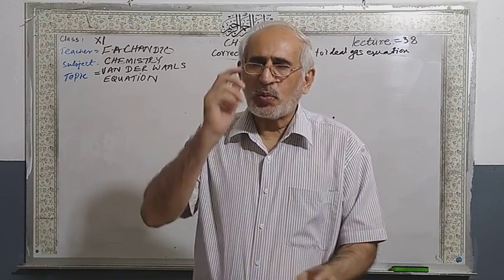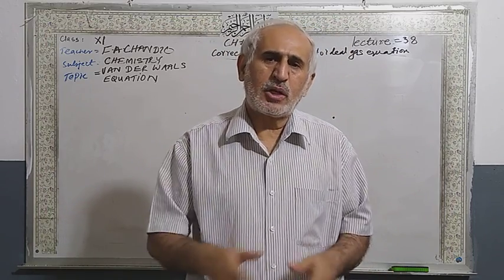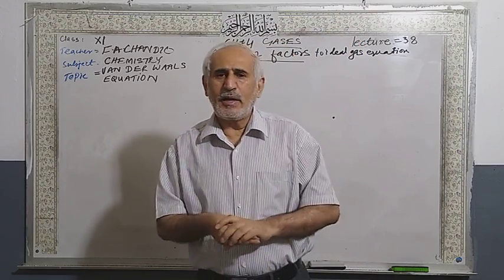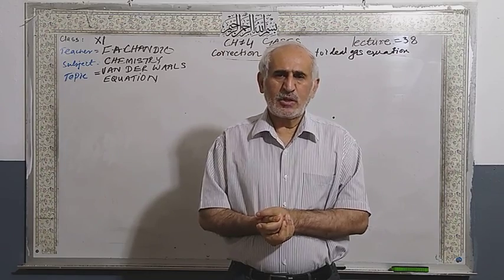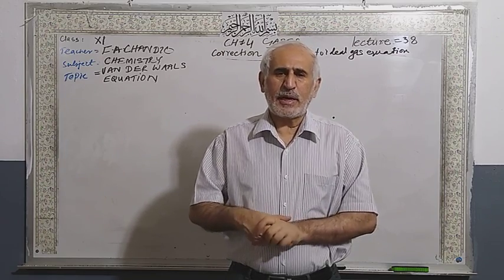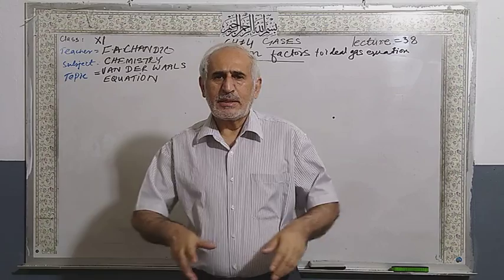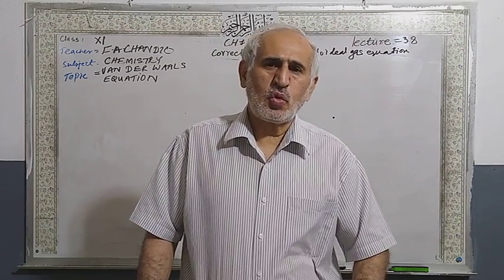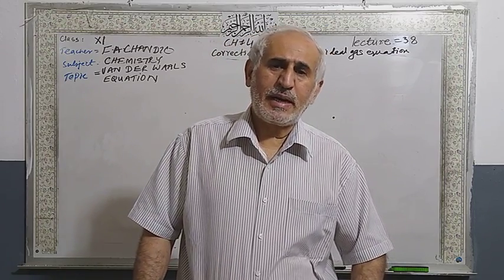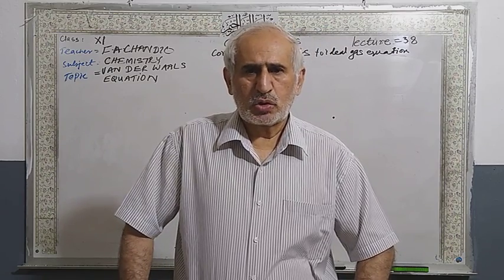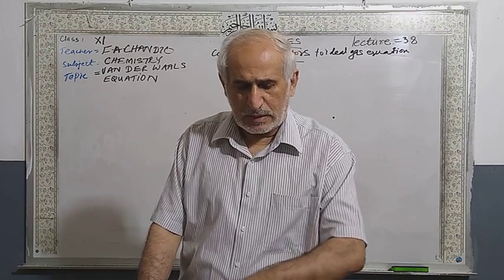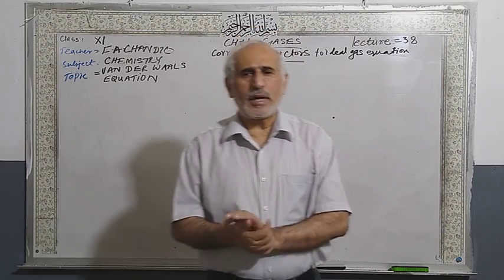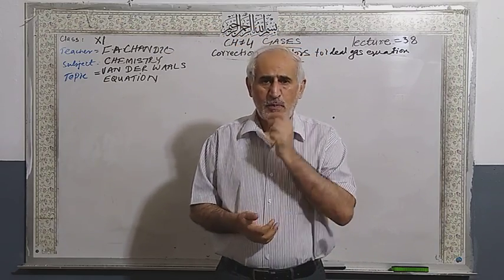So these two points are faulty in the kinetic molecular theory of gases when pressure is very high and temperature is very low. At those conditions these two points are invalid, so there is no validity for these two points. That's why the gases show non-ideal behavior.